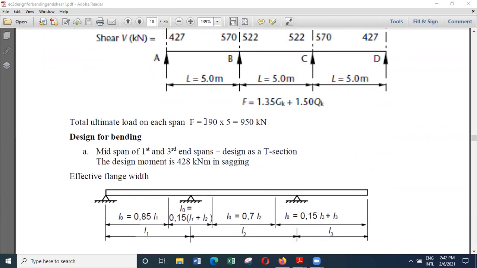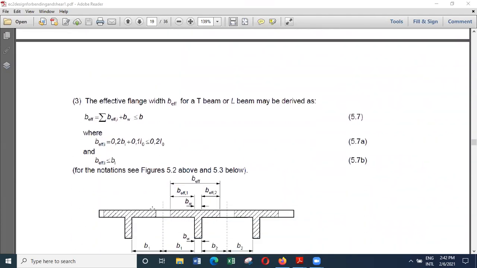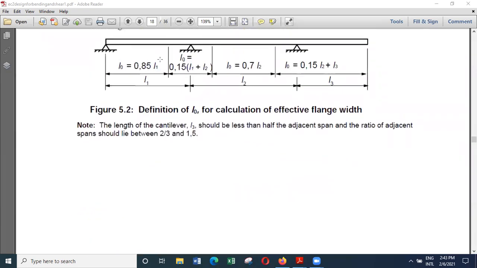First we consider the end span, where L0 is 0.85 L1. This width is 2 meters on either side, but when you deduct the width of the web, which is 300, you get 1.85 meters here. So b_i is 1.85. L0 is 0.85 times 5,000. Both sides are identical, so we can multiply this by 2 and add it to this. So the effective width of the flange is bw plus 2 times 0.2 times this width plus 0.1 times 0.85 L.